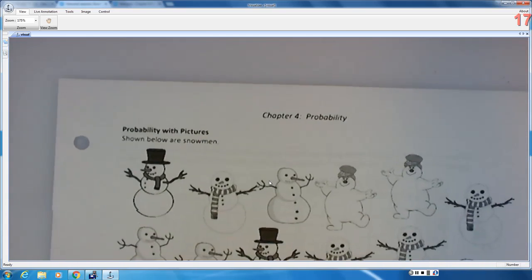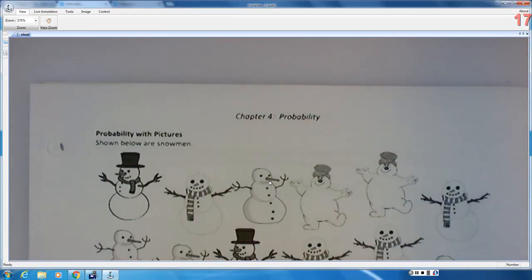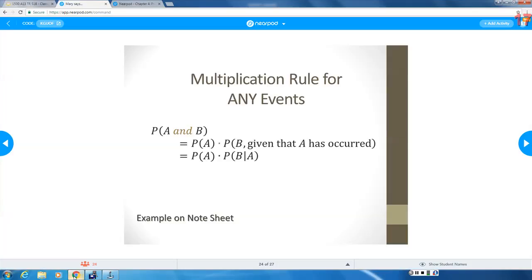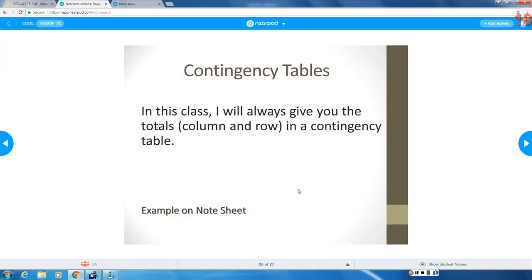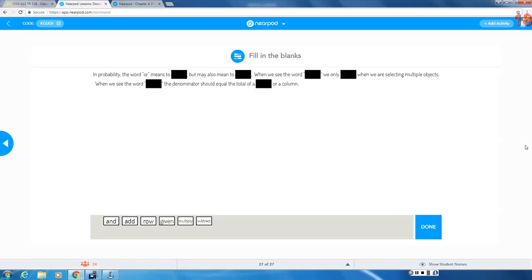All right, we can also do probability with pictures. Let me see where I am on this Nearpod. We can use the basic rules we just learned to find probabilities when we're given pictures. Contingency tables, well, we're not going to get through all of this today. I'll do the pictures, and we're pretty much done. What's the last one? Fill in the blanks. Okay, we'll go ahead and do that.